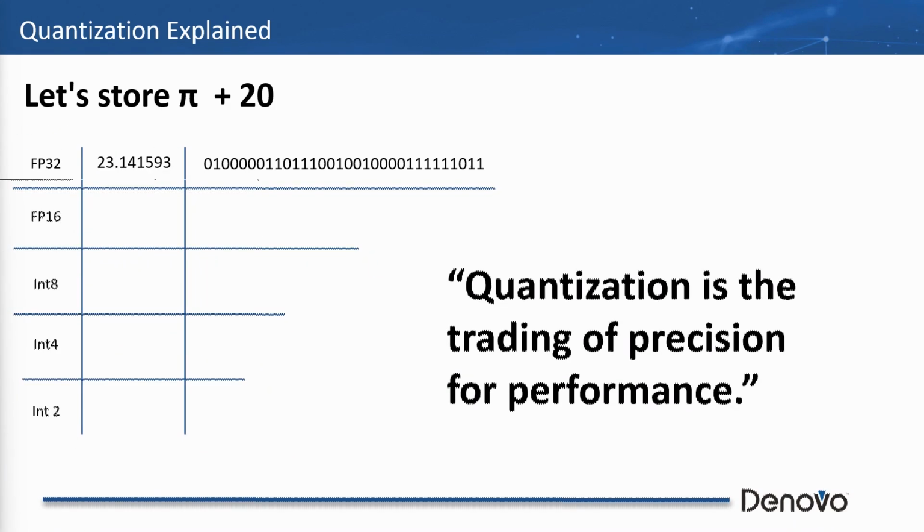So if I go to half precision, now I'm storing this in 16 bits of information. Literally, I just cut my RAM requirements in half. But I'm also losing precision, so I'm at 23.14. Take it down even further, so now I want to do this in 8 bits. So I'm storing the number 23, no decimal points.